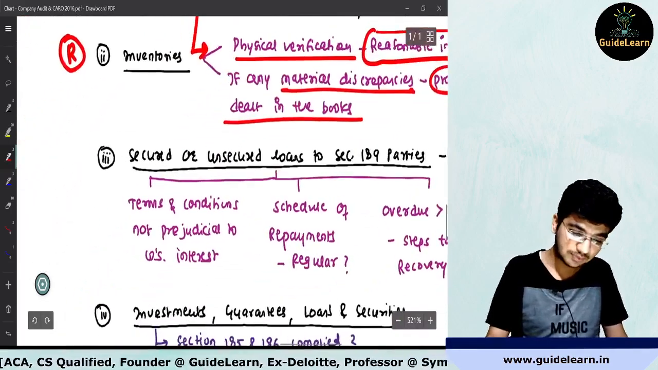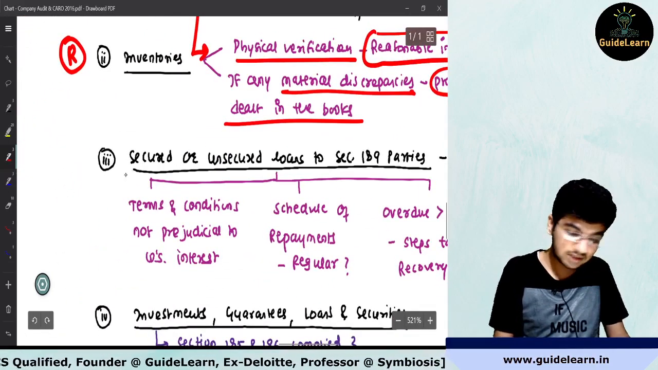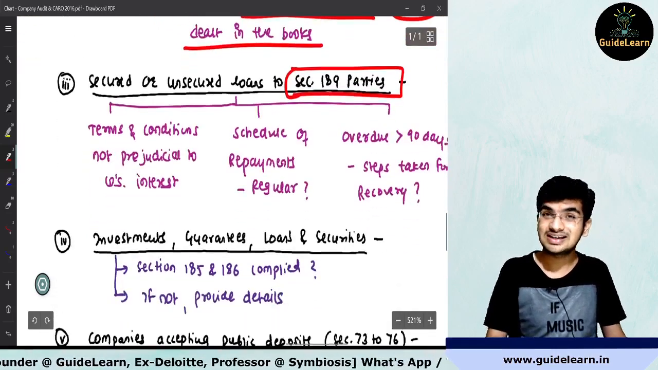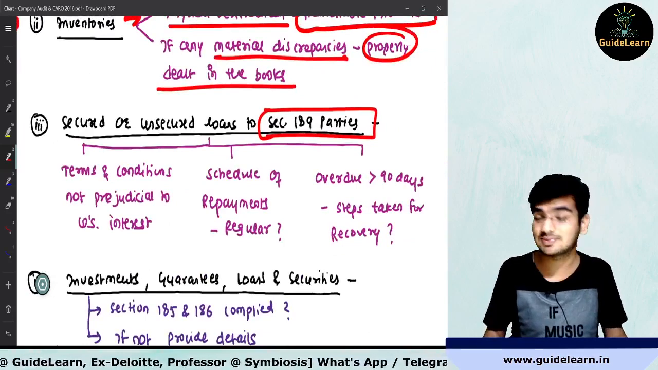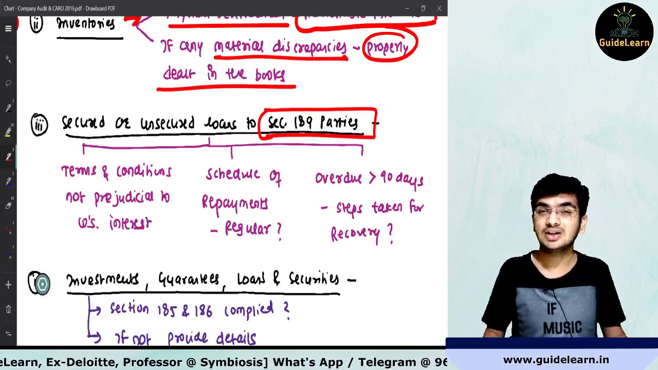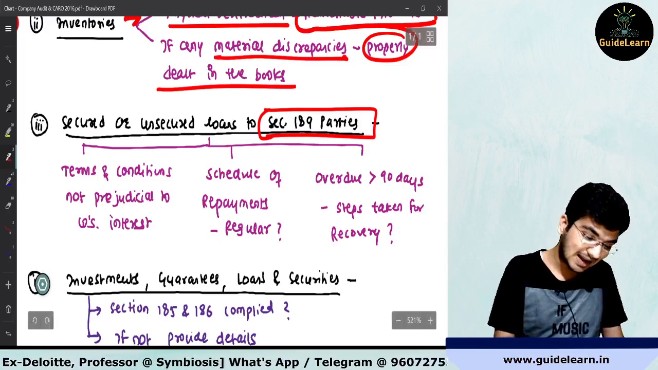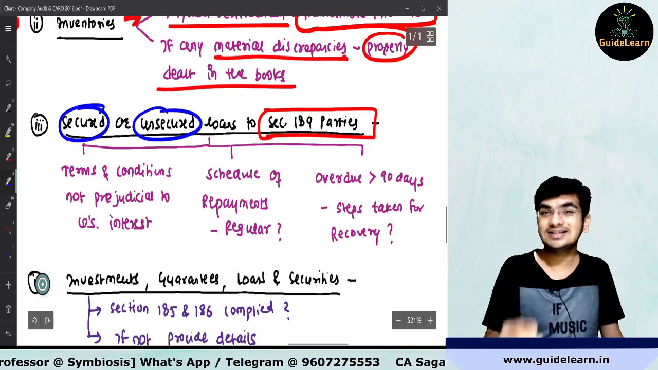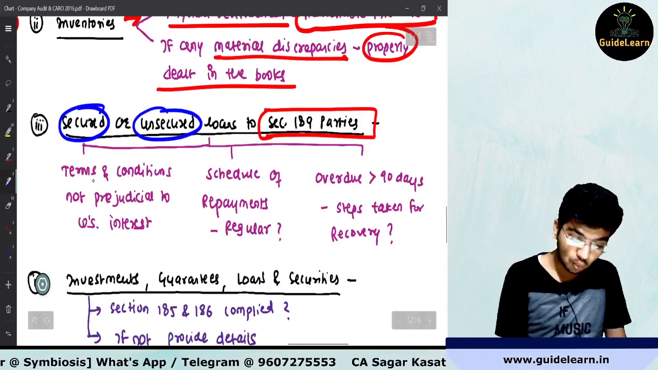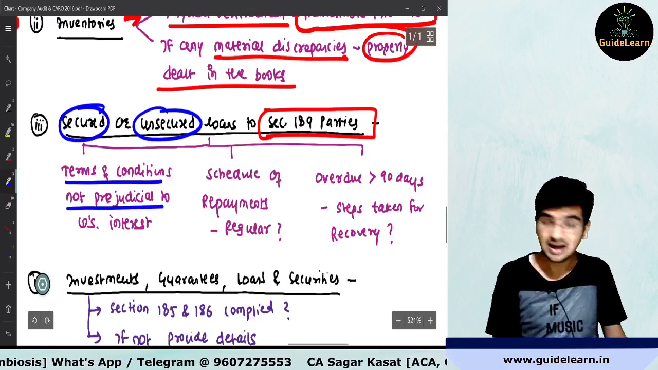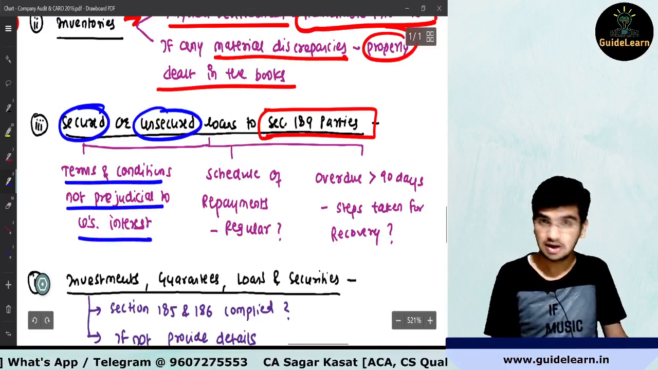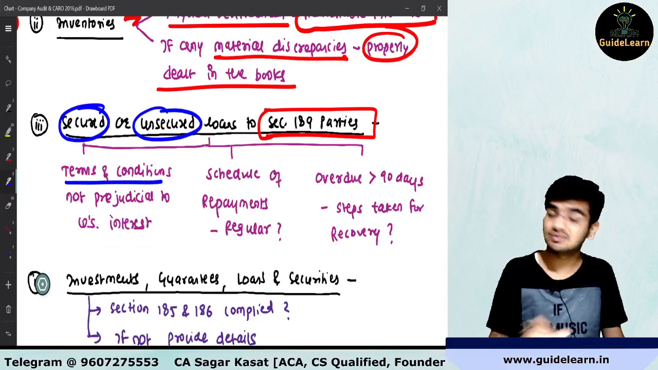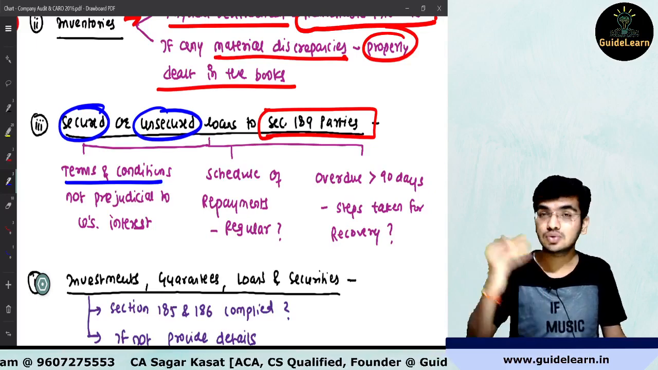The next one, clause number 3, is about the secured or unsecured loans to section 189 parties. If you know that section 189 parties, there are specific parties given in the Companies Act section 189, which are the related parties. So if companies have given to those specified parties any secured or unsecured loan, then what is the reporting requirement? The auditor has to check whether the terms and conditions of that loan are not prejudicial to the company's interest, means there is no adverse impact to the company's interest due to the terms and conditions of that secured or unsecured loan given to the 189 parties.